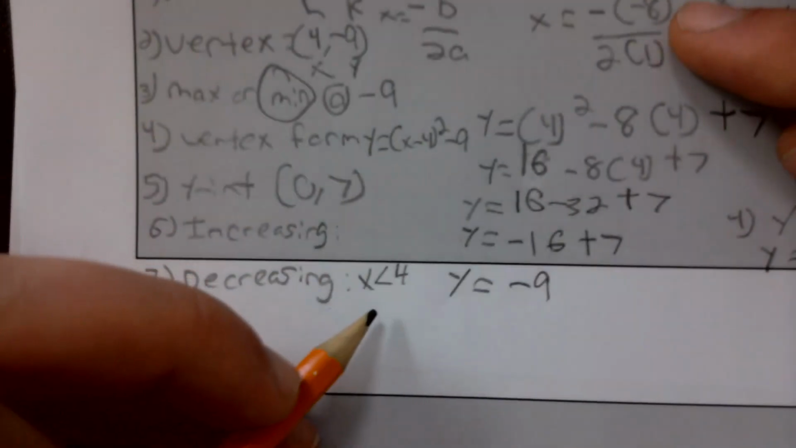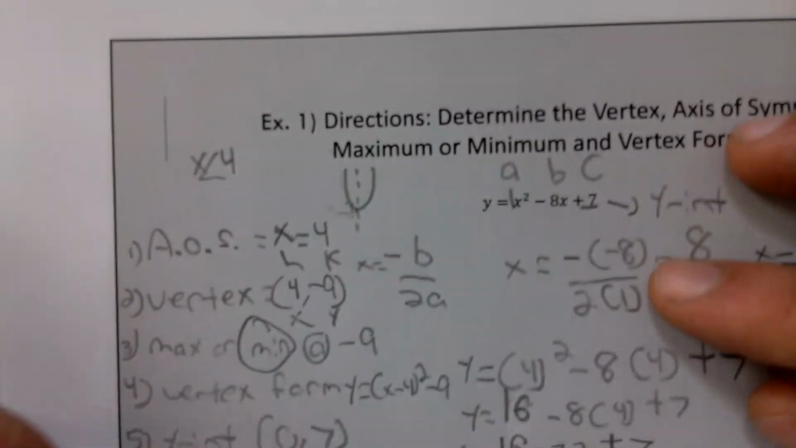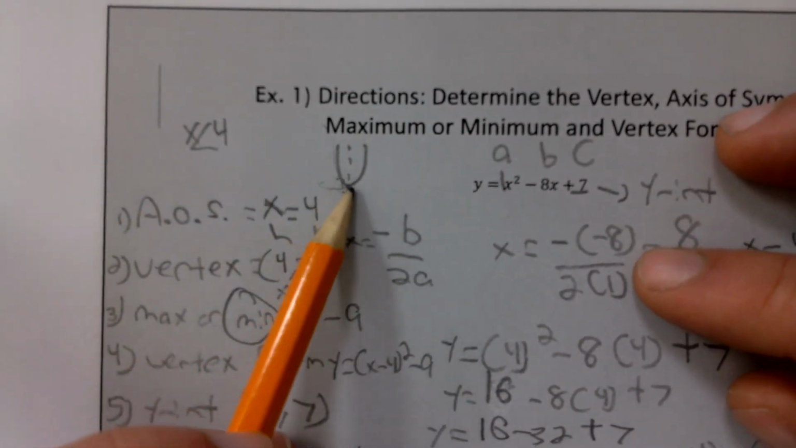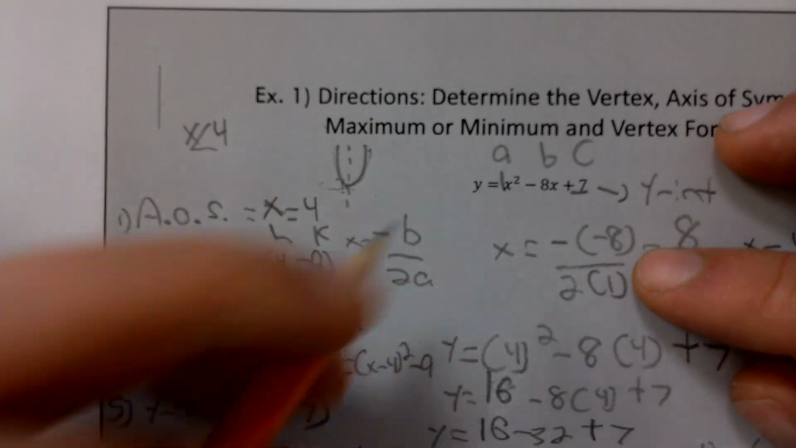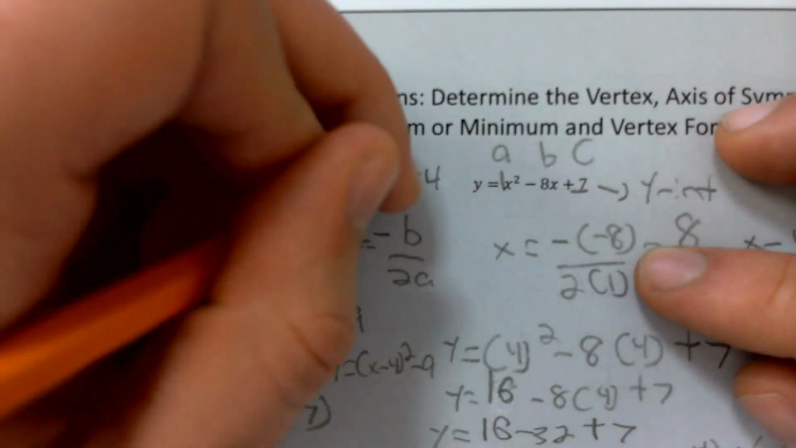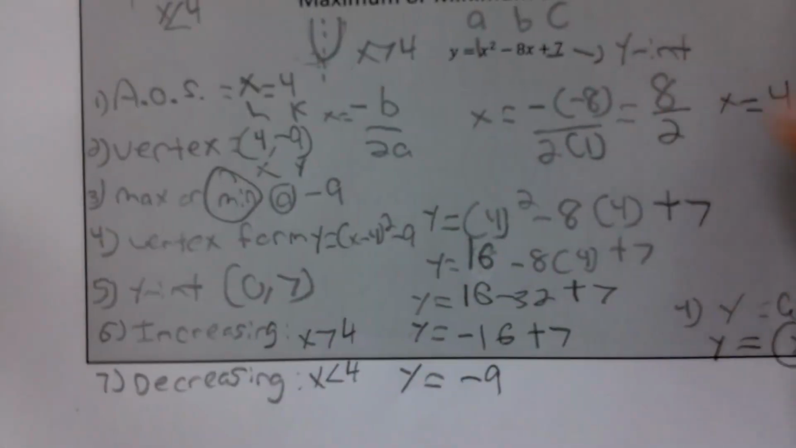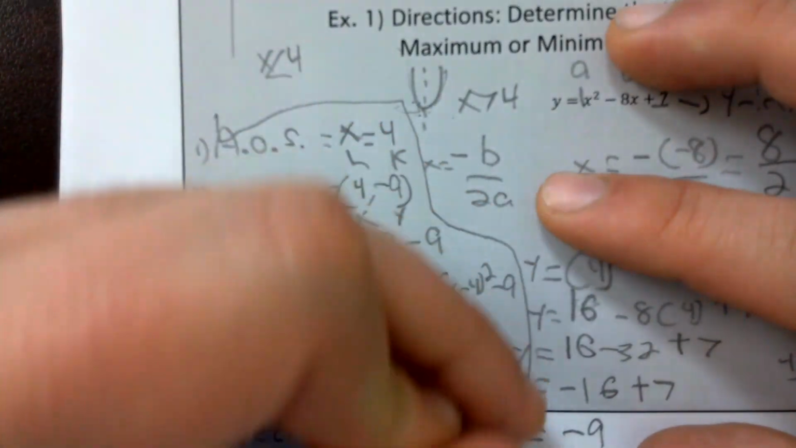So if I know this is decreasing, I know the opposite, x is greater than 4, is what's got to be increasing. But let's look at it. As I go to the right of the axis of symmetry, these y values are going up. That means they're increasing. Anything on the right is always a greater than sign, and then it would be greater than 4. So these are all my answers. I'm going to box this real quick so we can see a little bit more clearly.